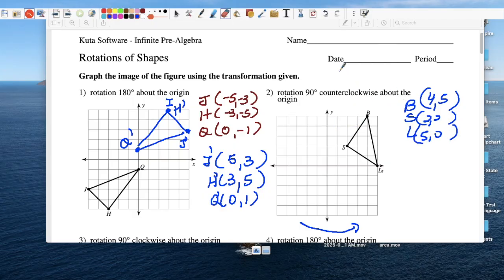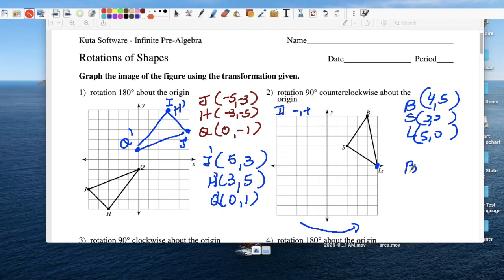Okay, so if it travels 90 degrees, it's going to just travel 1 quadrant over. So point B is going to be here, point S is going to be here, and point L is going to go from the x-axis to the y-axis. Everybody except the point on the x-axis is going to land in quadrant 2. And in quadrant 2, remember, it's negative, positive.